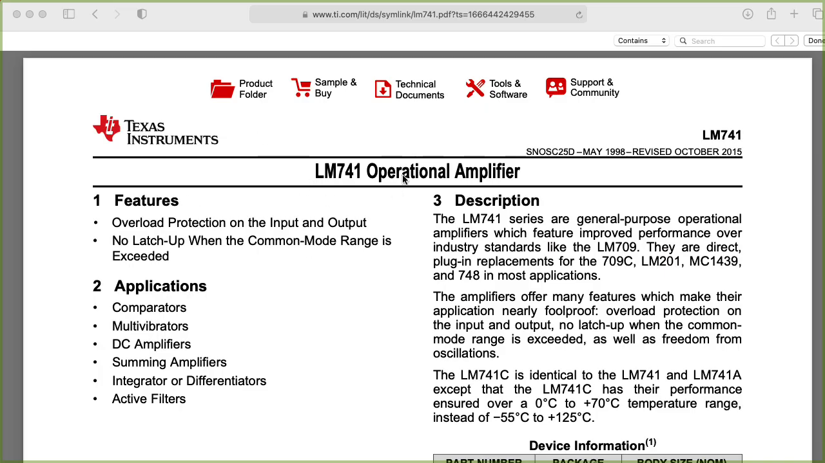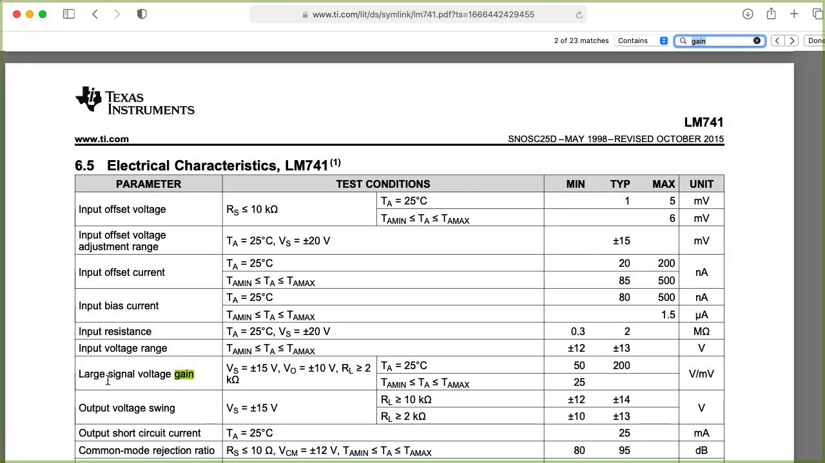So let's take a look at this 741 datasheet from Texas Instruments and do a search on the word gain. Let's see, large signal voltage gain, typical 200 volts per millivolt. So that's a gain of 200,000. And notice that's a typical figure. It gives a minimum of 50, so that's different by a factor of 4. And it doesn't even bother to give a maximum value. So that tells you this isn't a number that you should rely on in your design, and that's why these things are used with a lot of negative feedback.